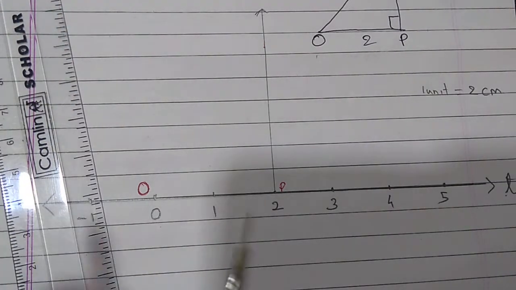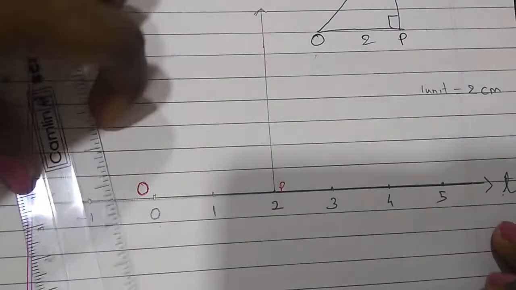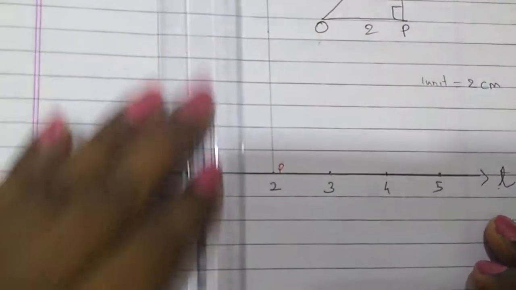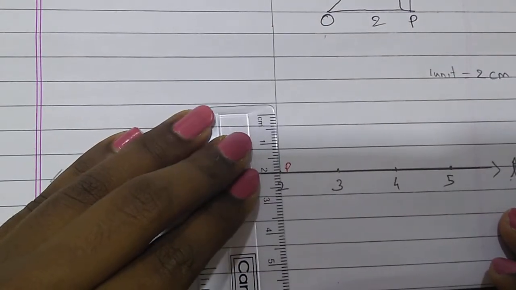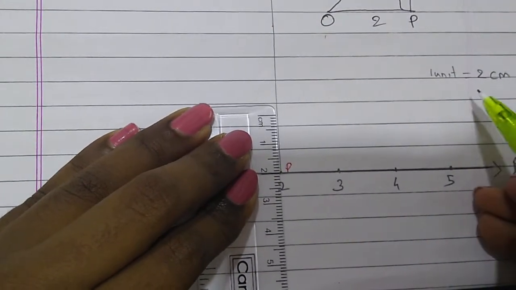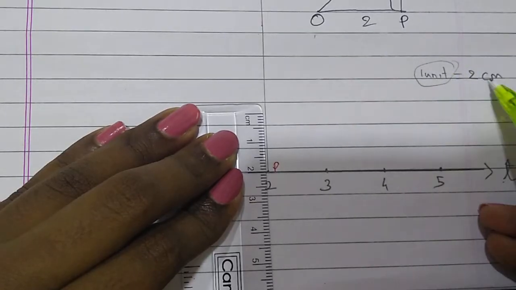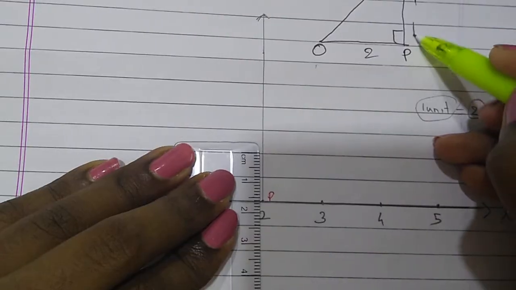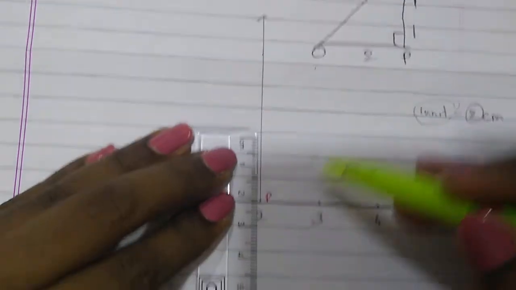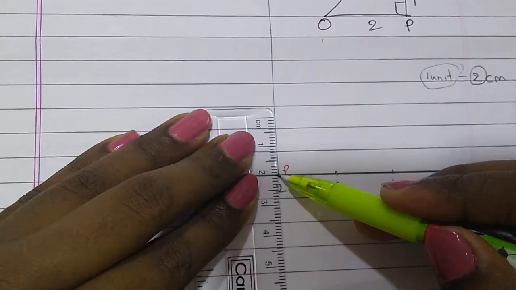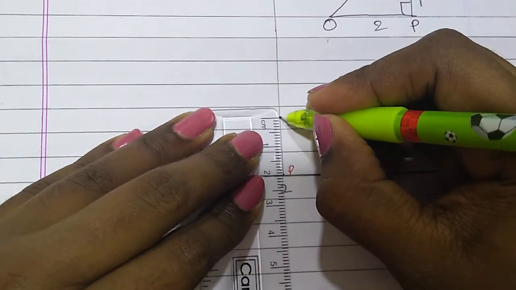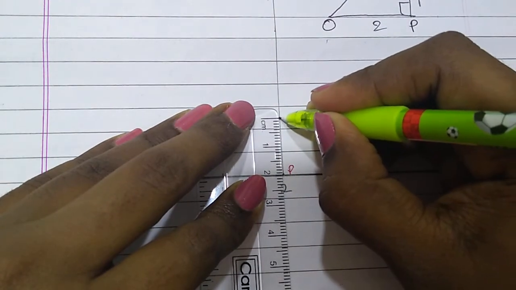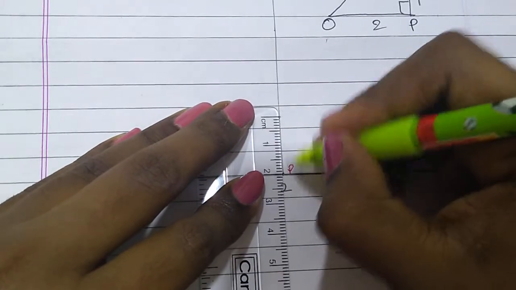Either you can use your protector for it or you can use your scale for it. I'll be using my scale. I'll place it over here. And what is it? You have to again pay attention over here. 1 unit is equal to 2 centimeters. And you want only 1 unit. So I'm taking it as 2 centimeters. See, I have placed my 2 over here. And this is the end part. I'm marking it. So I'll just keep it straight and put a point over there.